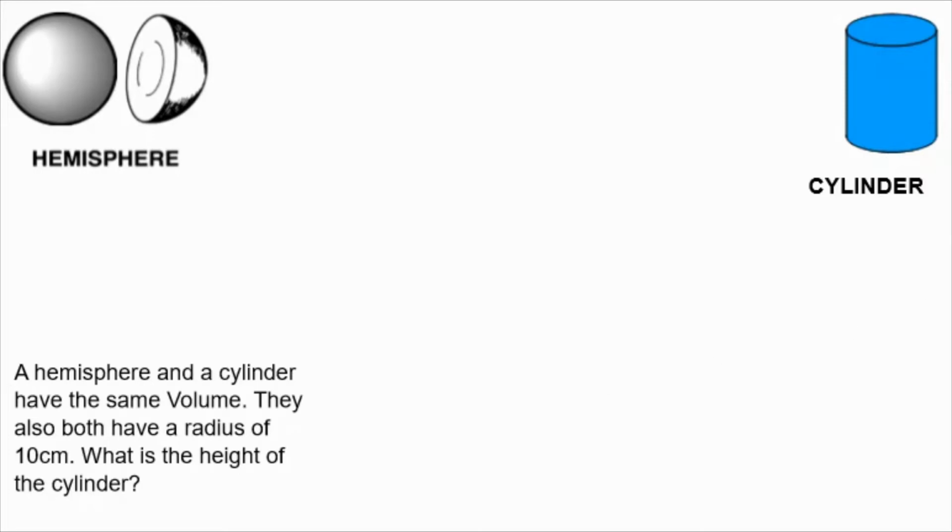The volume of a cylinder formula is volume equals pi r squared h. At this point, we don't know the volume, we don't know the height either, but we do know the radius. Since there are two unknowns, we can't solve this yet. Let's look at the volume of a sphere formula.